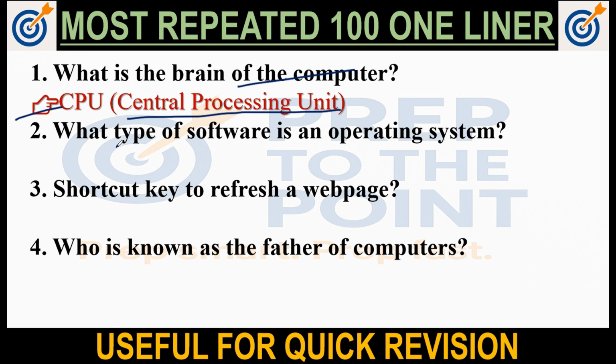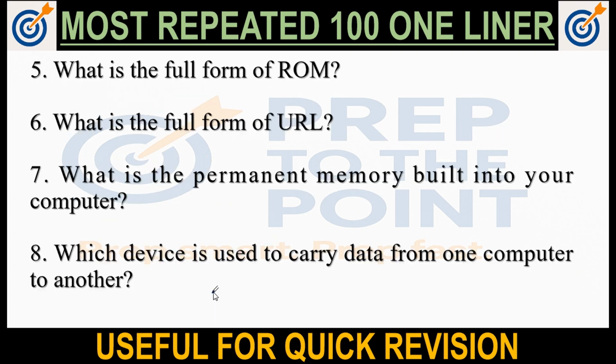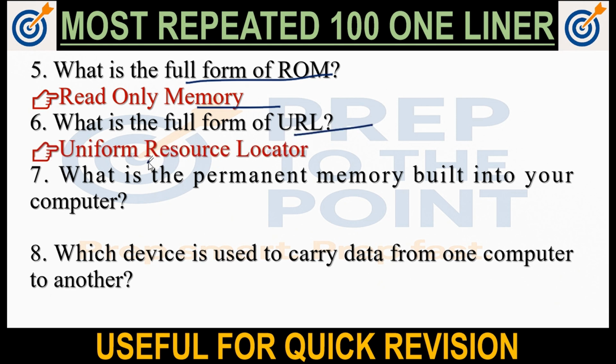Next, what type of software is an operating system? It's system software. Shortcut key to refresh a web page: F5. Who is known as the father of the computers? Charles Babbage. What is the full form of ROM? Read only memory. What is the full form of URL? Uniform Resource Locator.